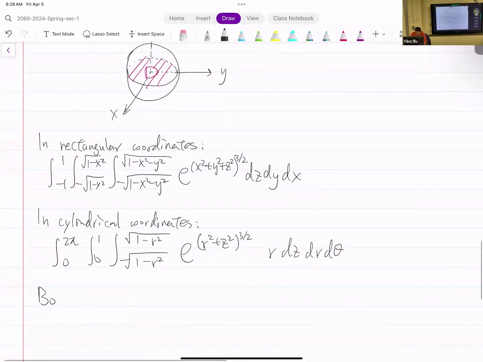So without going deep into the integration, we can see that both integrals are hard.